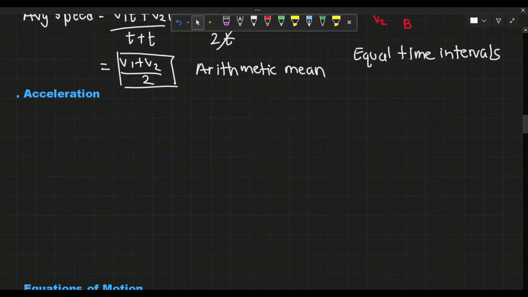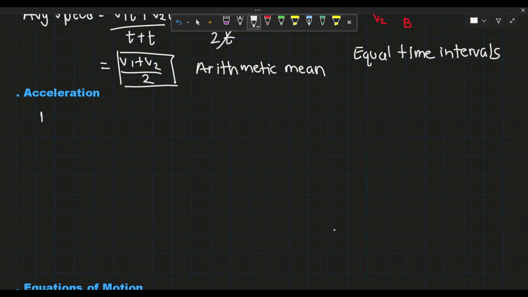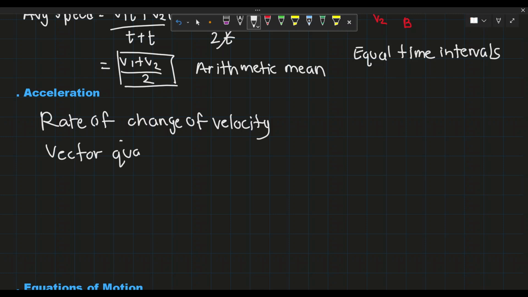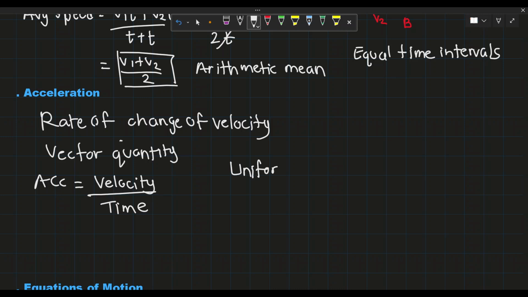Moving on to acceleration. Acceleration is basically the rate of change of velocity. This is a vector quantity as well. Writing its formula, acceleration is change in velocity upon the time taken. When they mention uniform velocity, uniform velocity basically means that your acceleration is 0.